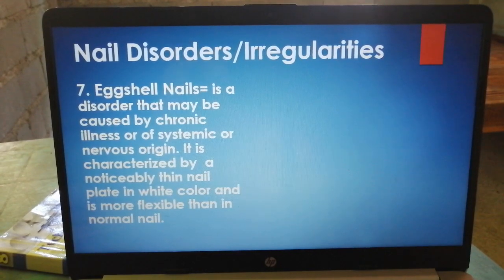So, next is eggshell nail. It is a disorder that may be caused by chronic illness or of systemic or nervous origin. It is characterized by a noticeably thin nail plate in white color and is more flexible than a normal nail.